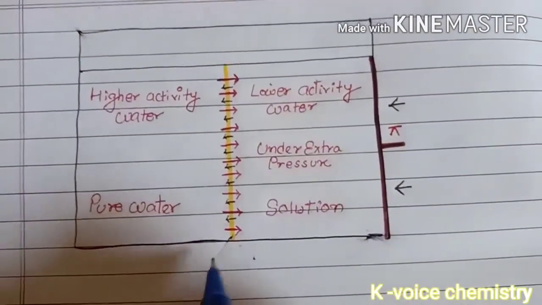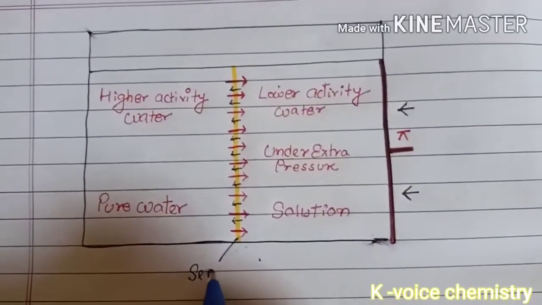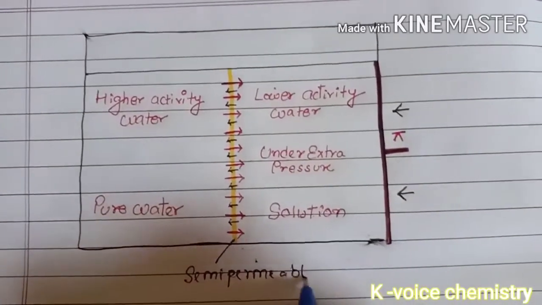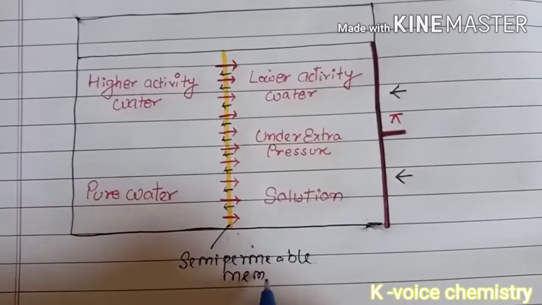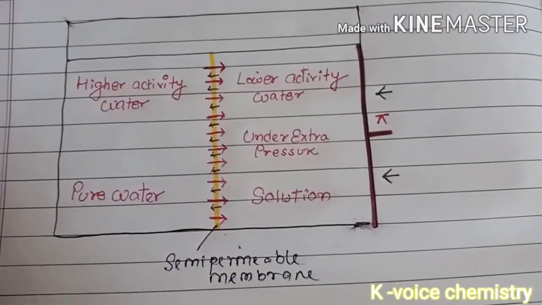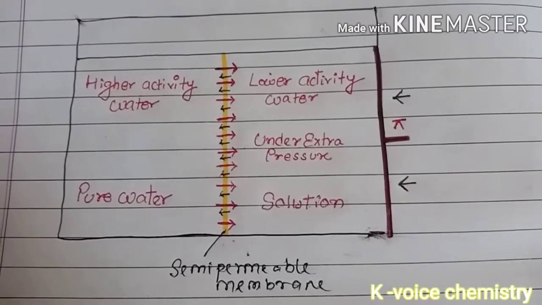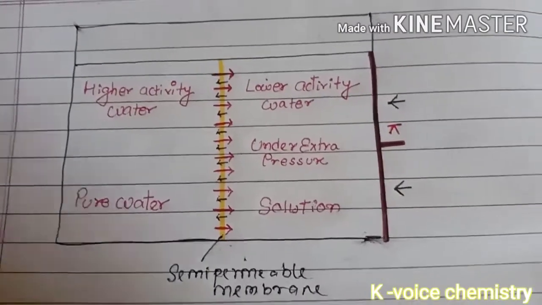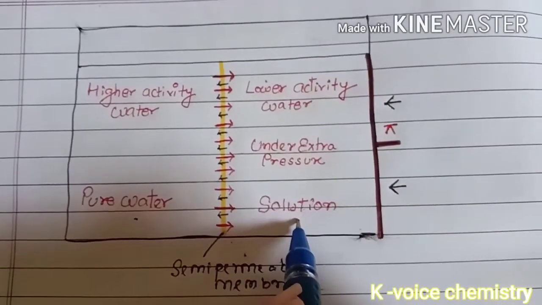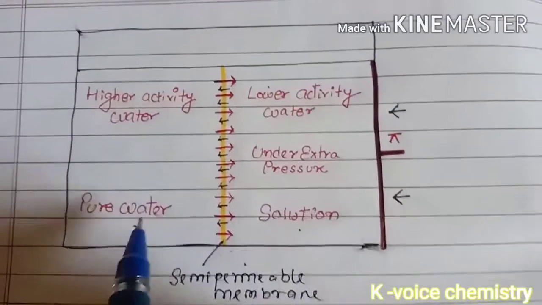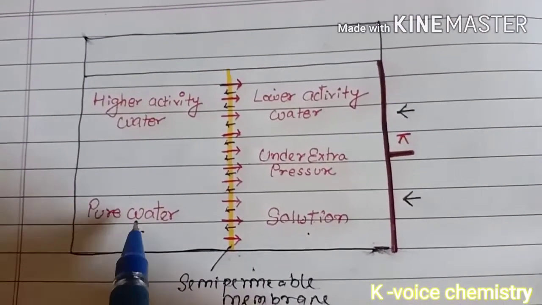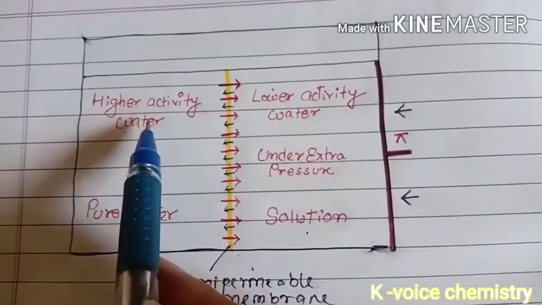This yellow one is the semi permeable membrane. And its function is to allow the passage of the solvent, but to prevent the passage of the solute molecule. Okay, we know that here is some solvent present and here is also some solvent present in this solution. So the solvent, that is the water, in this case is having a higher activity.